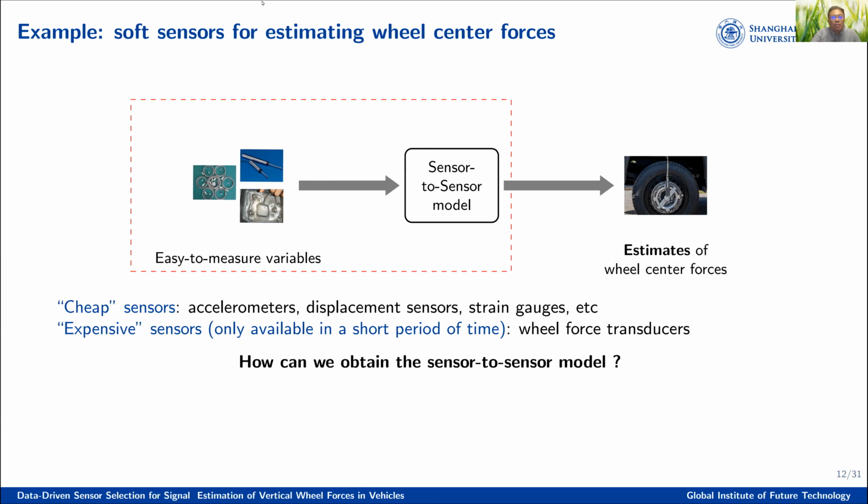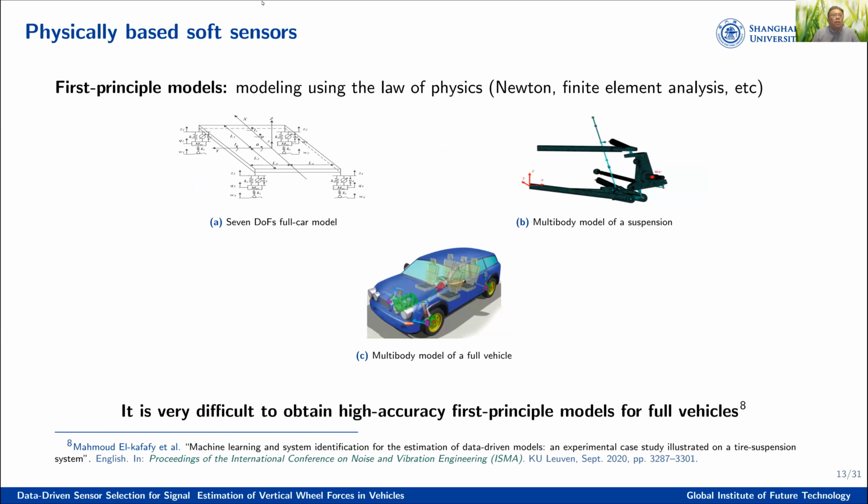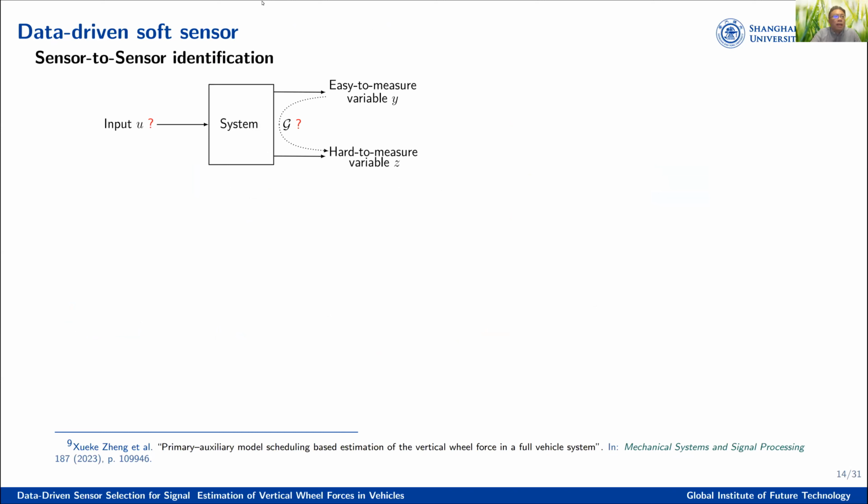So can we obtain this sensor-to-sensor model? The answer is obviously yes, we can do that. The first thing that came to our mind is, could we use a first principle model, like the laws of physics? However, due to the complexity of vehicles, it's really hard to obtain a high-accuracy first principle model for the full vehicle. So unfortunately, we have to go to data-driven models. And in this case, we use the sensor-to-sensor identification problem that we mentioned in the background discussion.